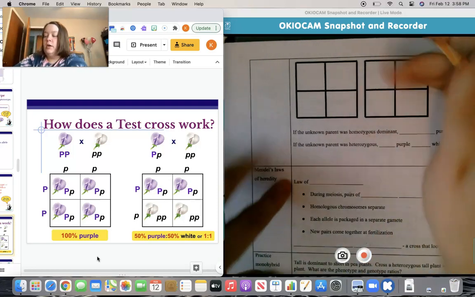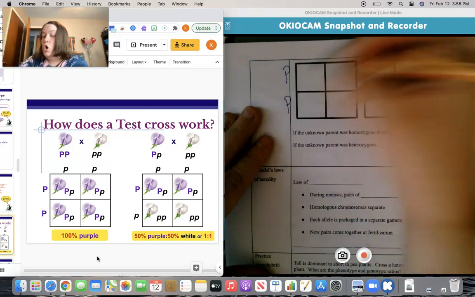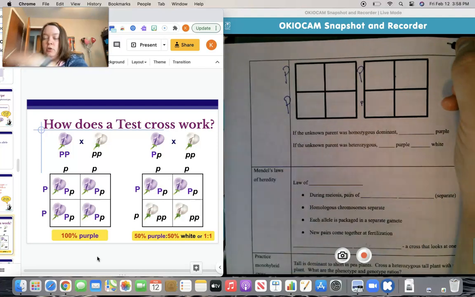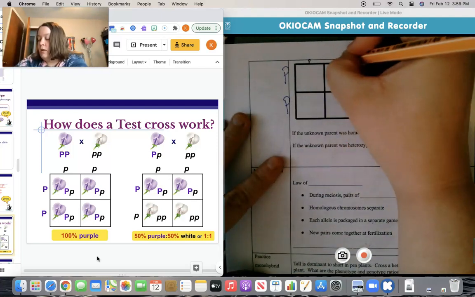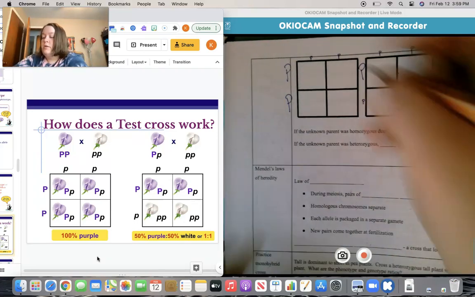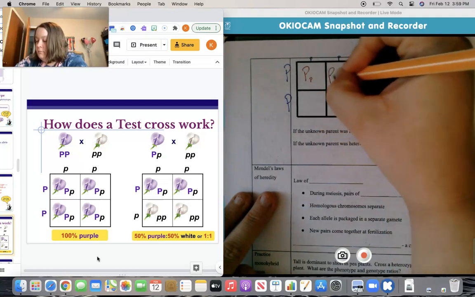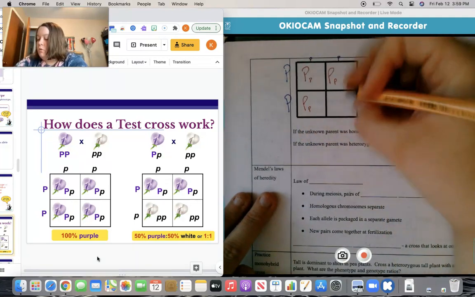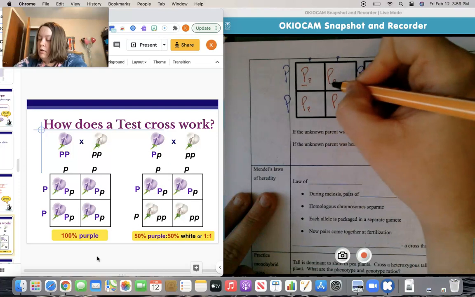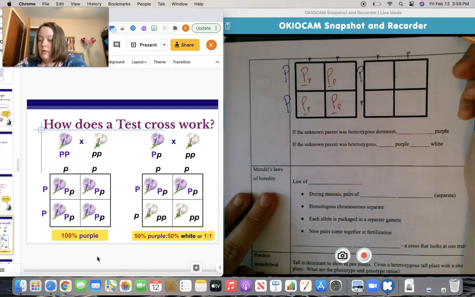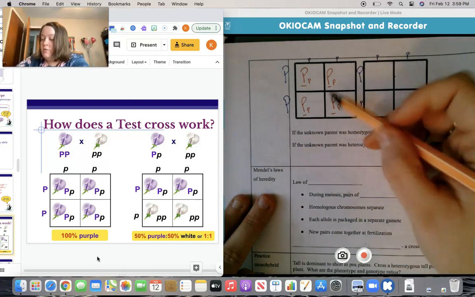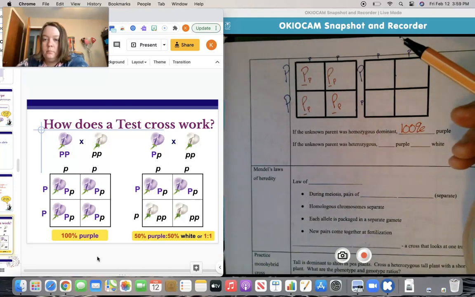So my purple flower, it could be big P, big P, or it could be big P, little p. In both cases, I'm going to cross this unknown flower with a little p, little p, a homozygous recessive white flower. From there, I'm going to fill in my Punnett square. But because this flower here only has little letters to give, if my purple flower is big P, big P, all of the offspring will get a big P, meaning all of these offspring are going to be purple. 100% of these are purple because they all got a big P.